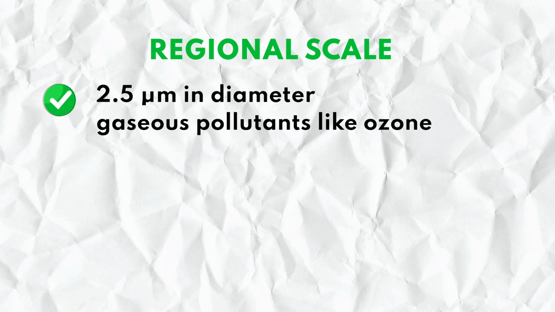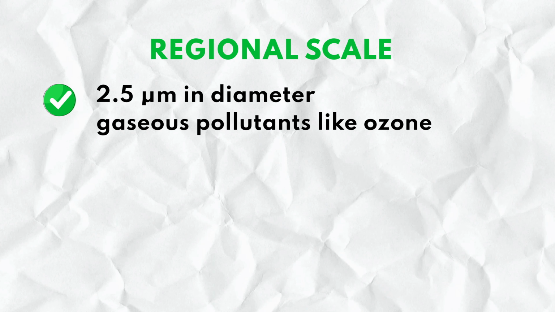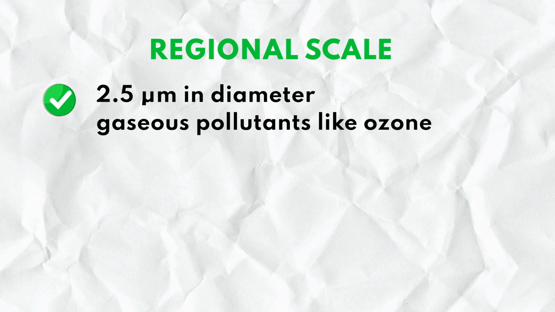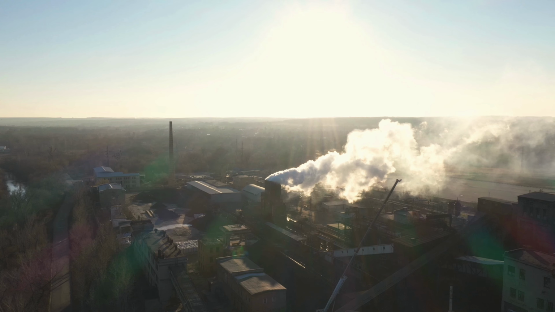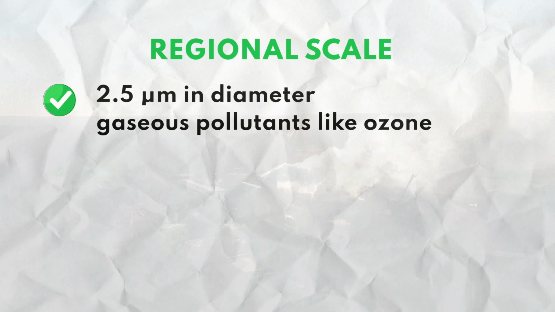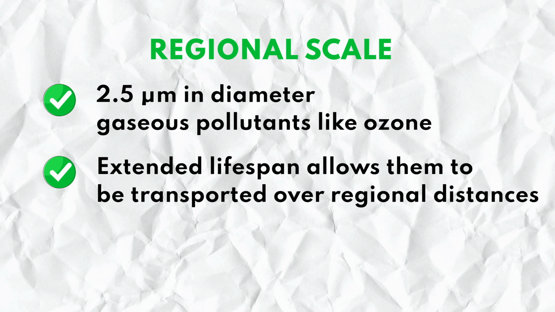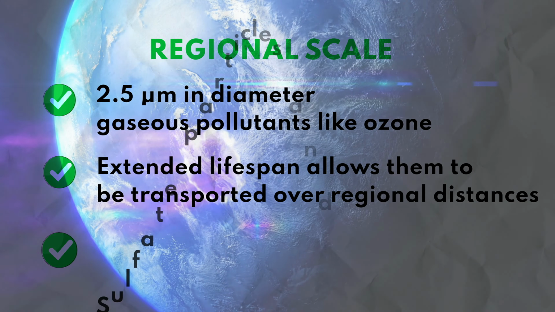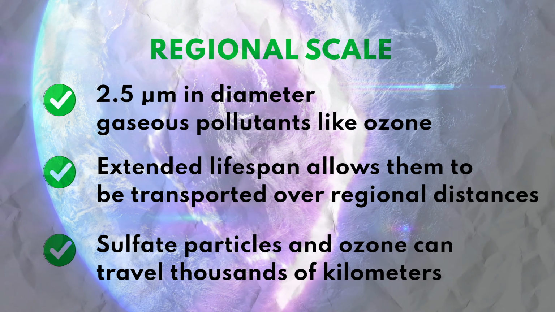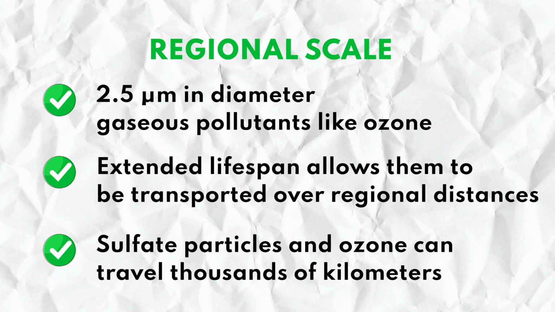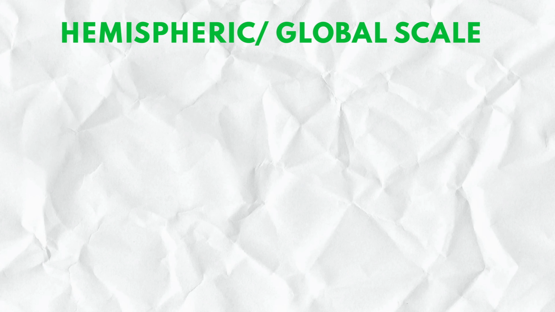Regional scale. Fine particles, typically less than 2.5 micrometers in diameter, excluding ultrafine particles, along with certain gaseous pollutants like ozone, have atmospheric lifetimes ranging from days to weeks. This extended lifespan allows them to be transported over regional distances. Pollutants such as sulfate particles and ozone can travel thousands of kilometers through a process called long range transport, even crossing national borders in the process.